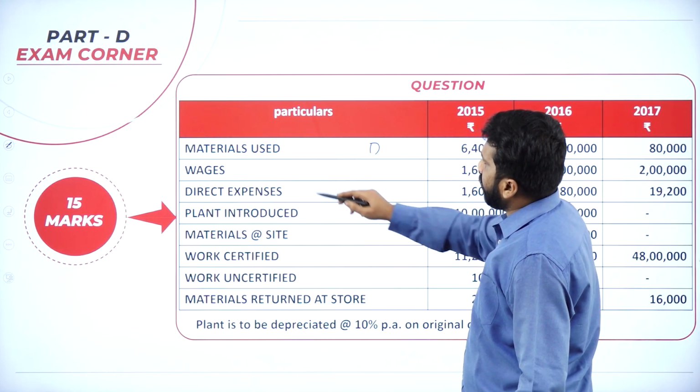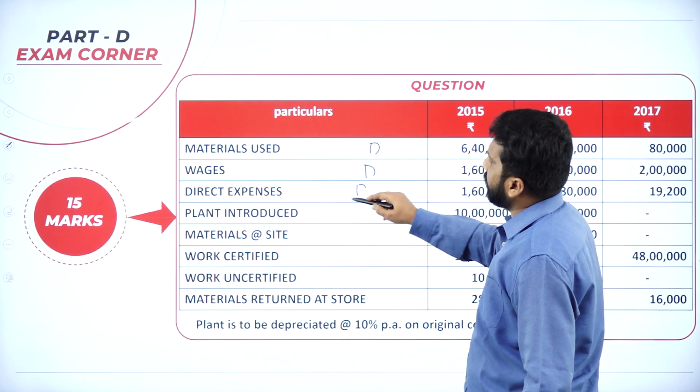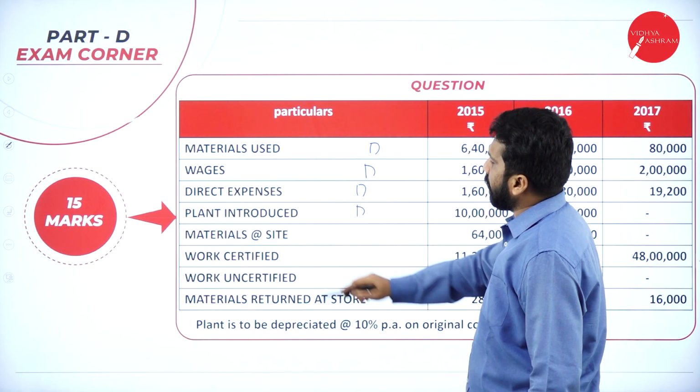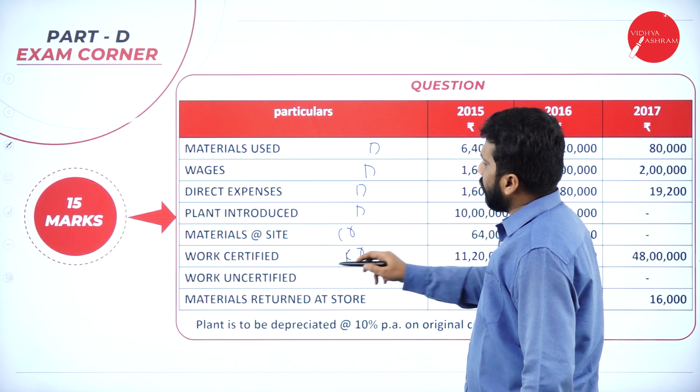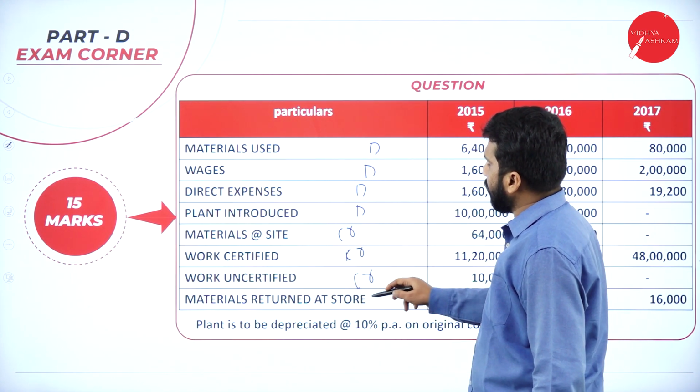Material used, debit. Wages, debit. Expenses, debit. Plant introduced, debit. Material at site, credit. Work certified, credit. Work uncertified, credit. Material returned, credit.